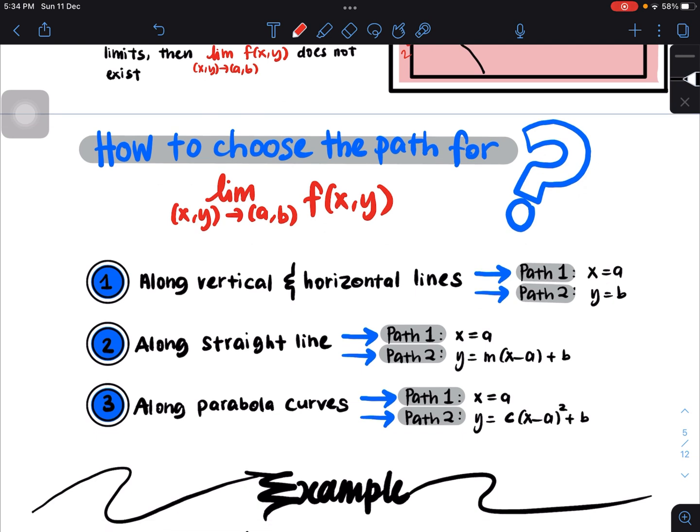The easiest one is to use the value of x = a and y = b. We will substitute x equal to a in the function, and we will find the limit when y approaches b. The first thing we need to do is substitute the values of a and b inside the function, and see whether the function is defined or undefined, and then we will proceed with choosing the path.